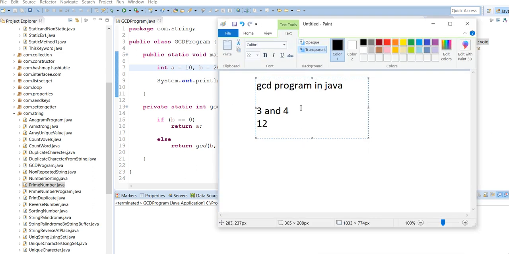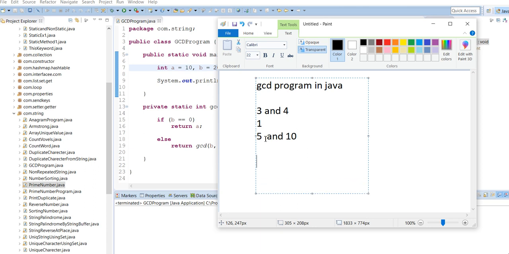Suppose 3 and 4 are there. 1 divides 3 and 1 divides 4. Now suppose 5 and 10 are there. 5 divides 5, and 5 divides 10 too, but 10 can't divide 5, right? So 5 is the GCD in this case.